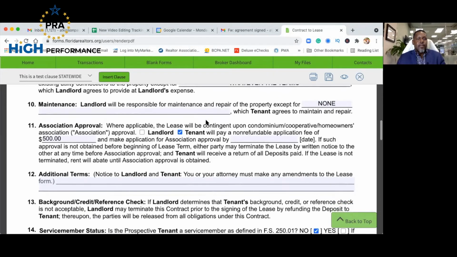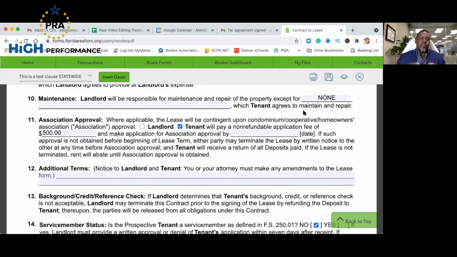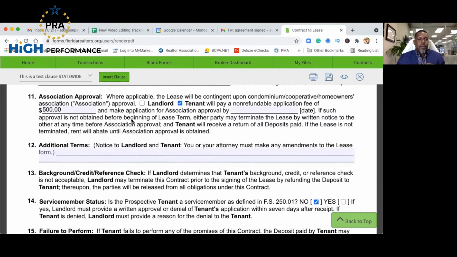And then the next thing is 10, maintenance. Landlord will be responsible for maintenance and repairs of the property, except, right, none. You know why you want to put none? Because you want them to be responsible for repairs and maintenance. If you leave this blank and they fill in that only a certain part up to $500, then the tenant has to be responsible for any repairs up to $500. So very important that you put none when you send that over there. That's normal in our marketplace.